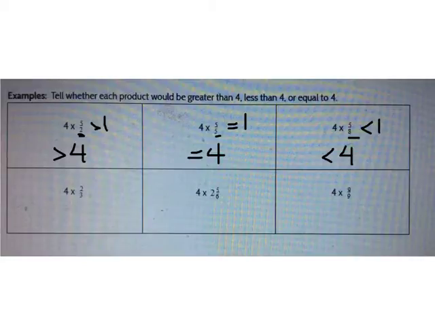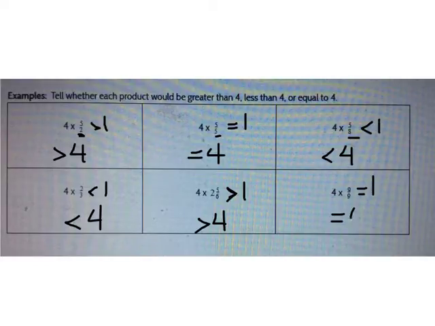Now you try a few. Would 4 times 2/3 be greater than 4, less than 4, or equal to 4? 2/3 is less than 1, so this answer would be less than 4. 4 times 2 and 5/6. Would that be less than 4, greater than 4, or equal to 4? 2 and 5/6 is greater than 1, so this would be greater than 4. 4 times 9/9. Would that be less than 4, greater than 4, or equal to 4? 9/9 is equal to 1, so this answer would be equal to 4.